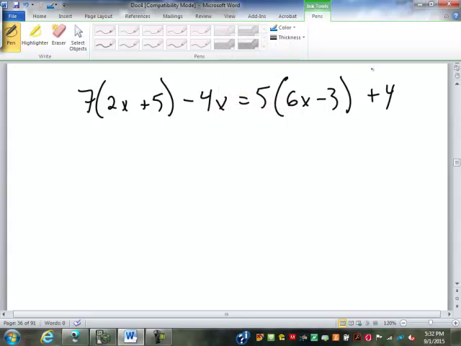So let's see how we did on this one. Now remember from last class, when we see the equal sign, we can work on each side of it separately while we're reducing and combining things. So on the left side here, what would we do first?